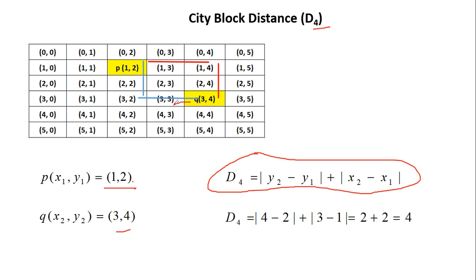If we take this path 1, 2, 3 and 4, we get a distance of 4, or we can follow this path also, 1, 2, 3 and 4. In this way also we get the distance of 4. That is the D4 distance.